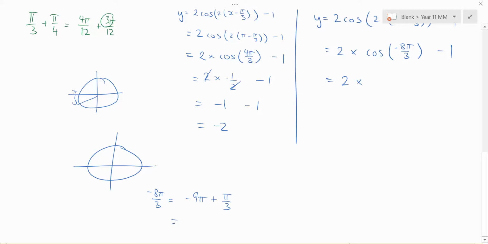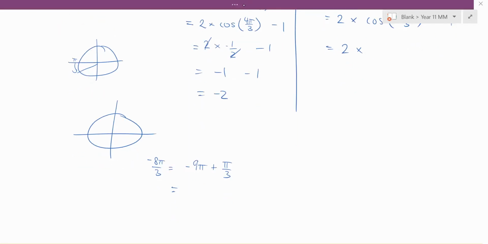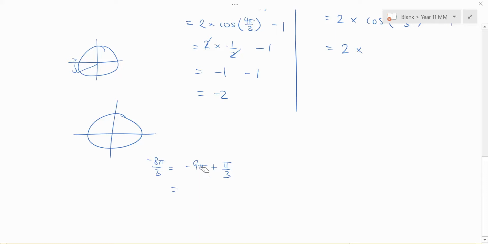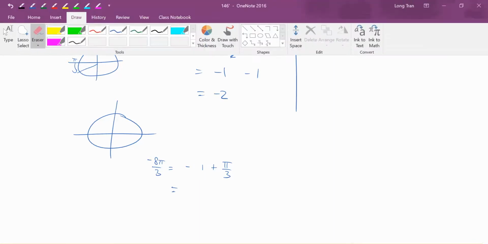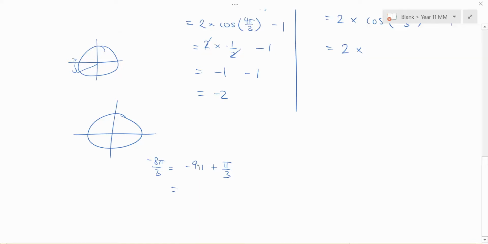True? Because, what am I doing? It is the same thing as writing negative 9 pi on 3 plus pi on 3. And that's the same thing as negative 3 pi plus pi on 3. True? Okay. So starting at 0, this would give you negative pi. All the way here is negative 2 pi, and then negative 3 pi is at this point.